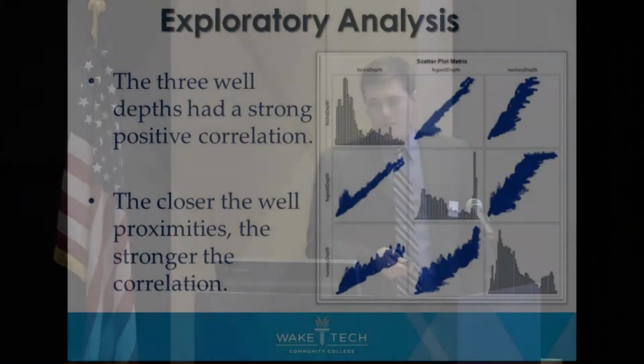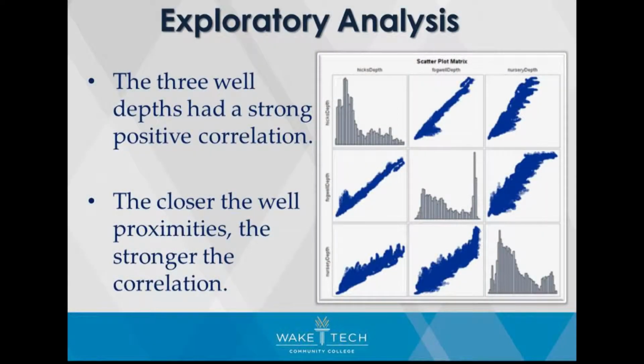I next ran correlations using SAS to show that the well depths were connected by a general groundwater table. I was really pleased with the correlations that I found. The three well depths all had a strong positive correlation, and you can see the top one is the correlation between our well and the Hicks well. That's only about 100 meters apart.